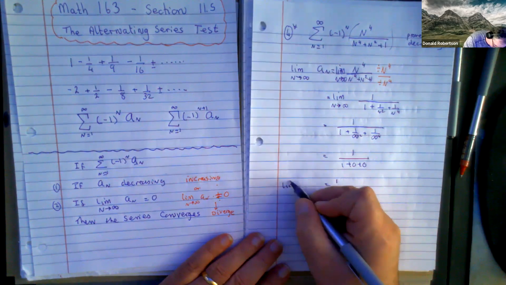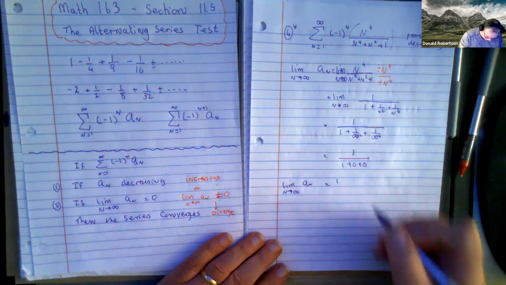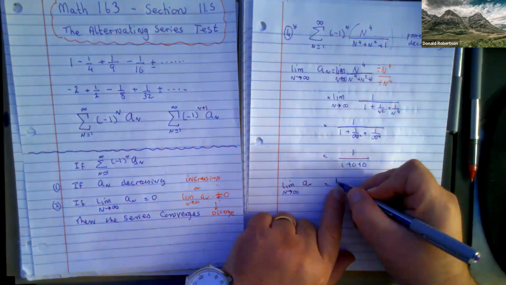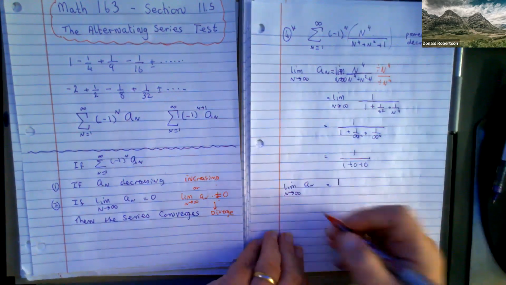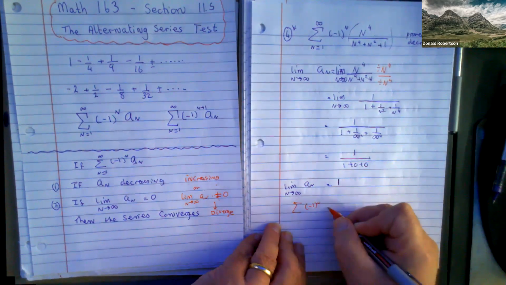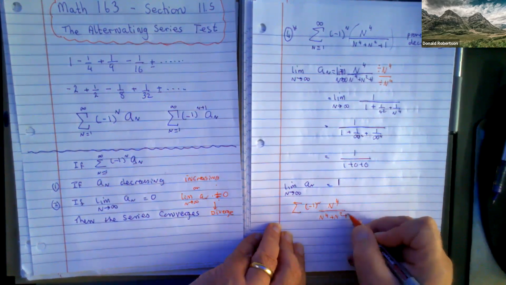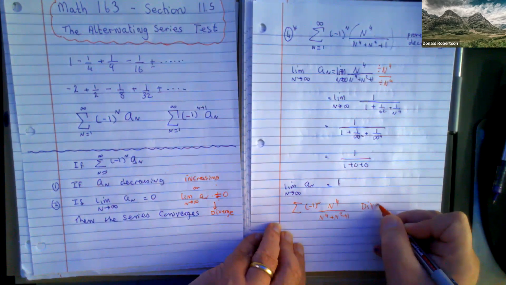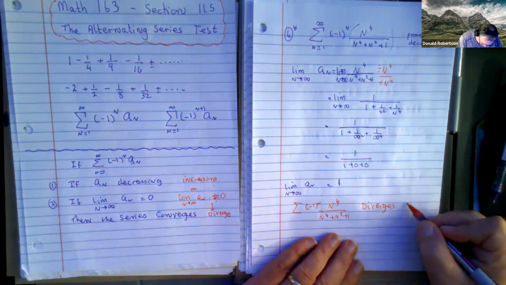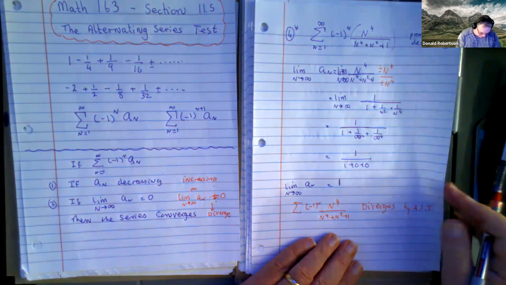So we've just found that the limit as n tends to infinity of the individual terms, a_n, is 1. And the conclusion is, since that is a number, but the number isn't 0, the series, this guy here, diverges. If the limit is not 0, it diverges. If this limit was 0, it would converge. And that's by using the alternating series test.